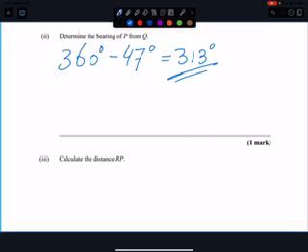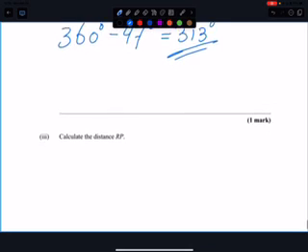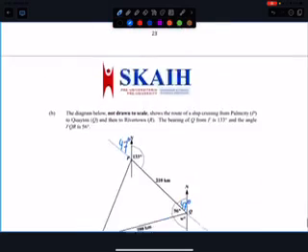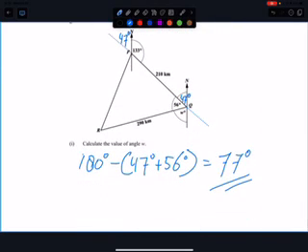As long as you practice. Yes? Calculate the distance of RP. There is only one way to find the answer, which is the cosine rule. Done. Use the cosine rule, you get to the answer.